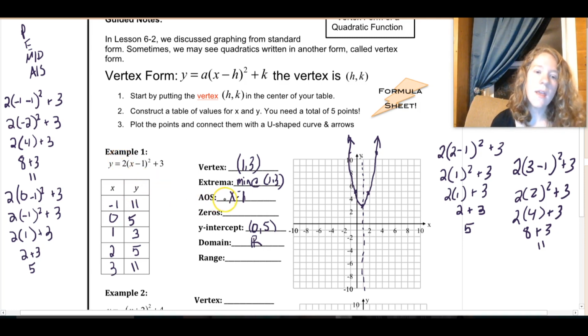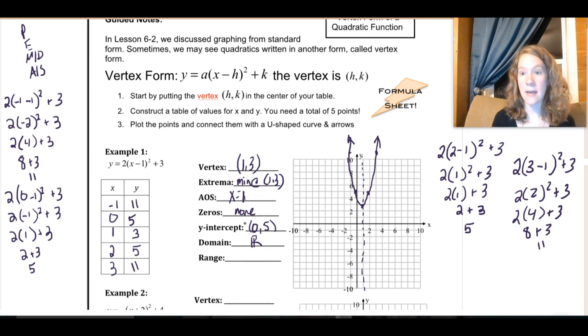My zeros, well, this never crossed the x-axis, so I have no zeros. And that's okay. Remember, you can have 1 solution, 2 solutions, or no solution. So you tell me however many times it crosses the x-axis, that's what you're going to write down.